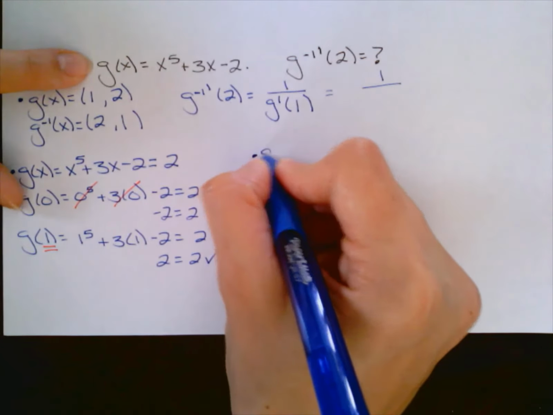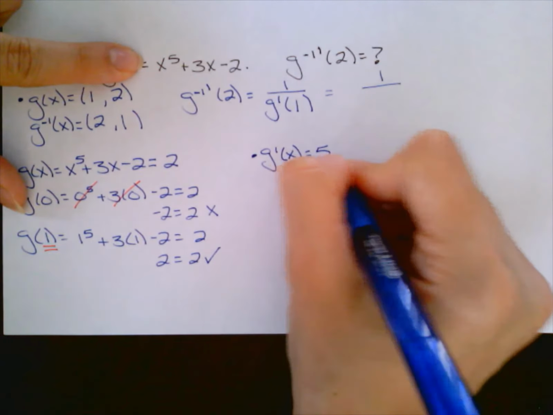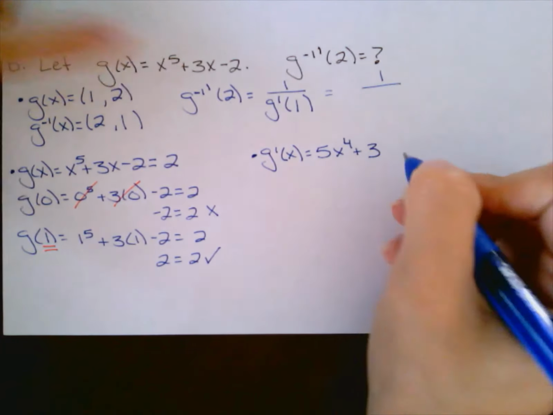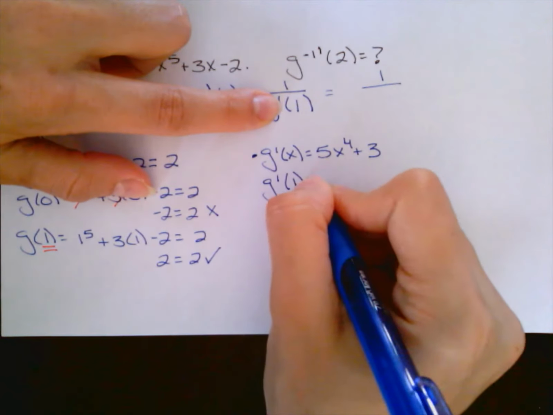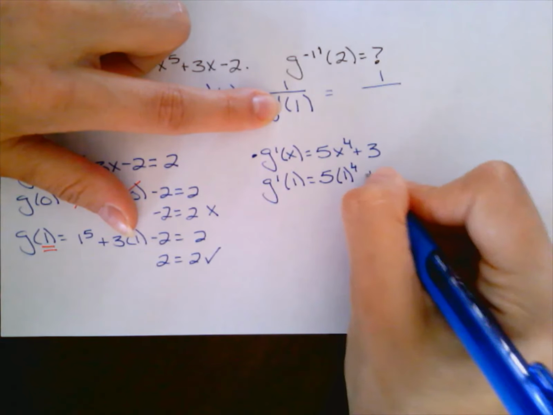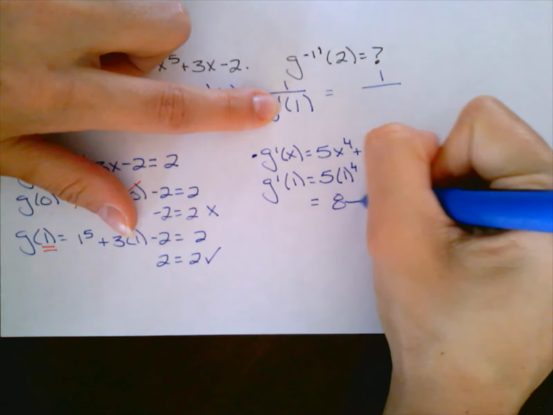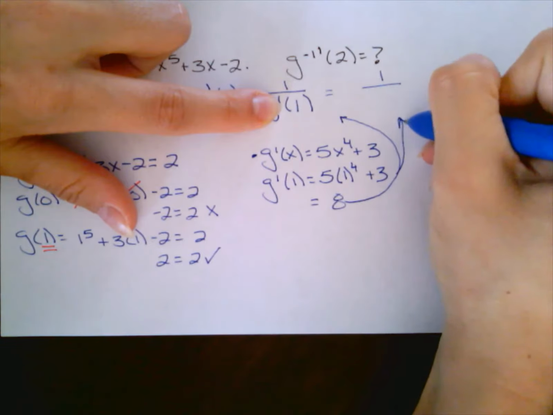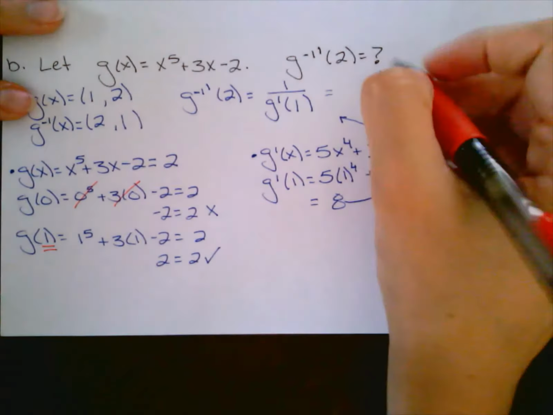If this is g, then g prime of x is 5x to the fourth plus 3. G prime at 1 is 5 times 1 to the fourth plus 3. This gives us 8. So if this is the answer to g prime at 1, this is what's going in my denominator. Okay.